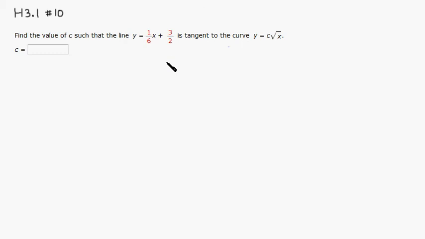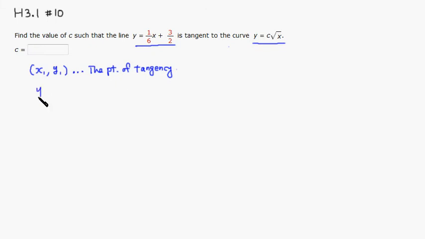So what we do is, let's let (x1, y1) be the point of tangency. Which means that this point has to be on the tangent line and also the curve at the same time. So we have two equations.